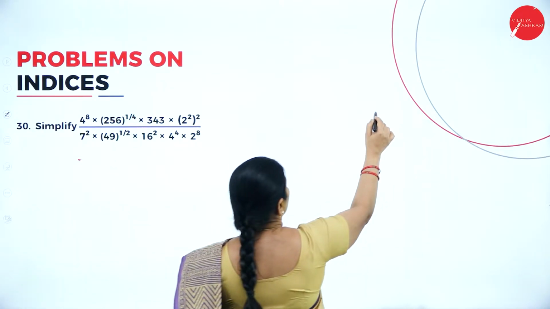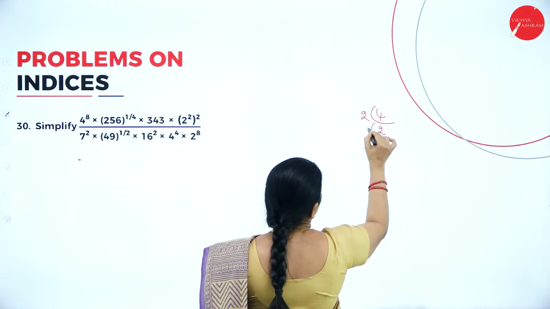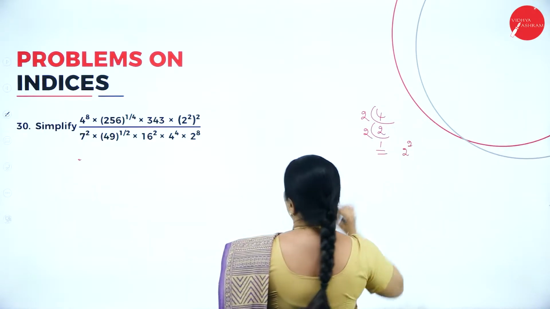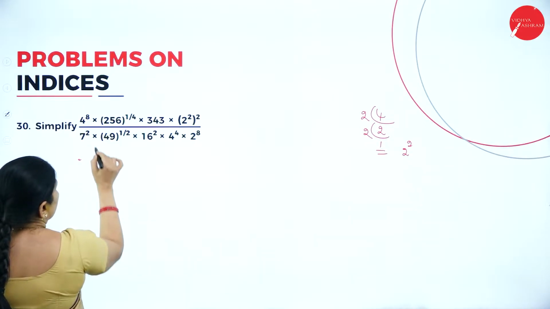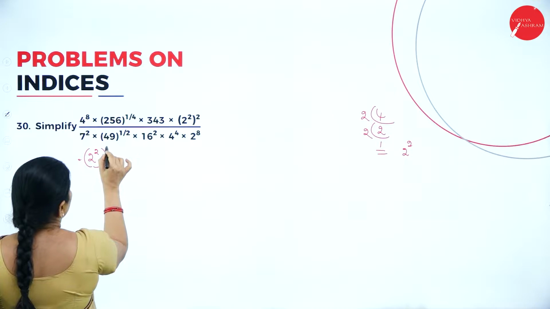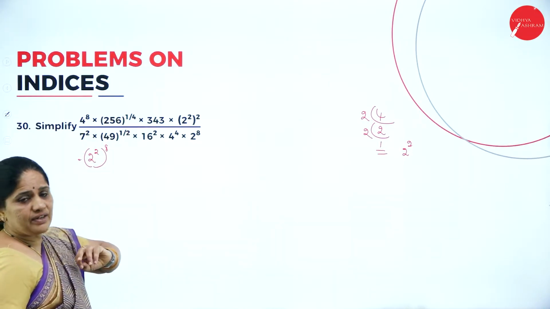Now this 4 is a multiple of 2. So 2 2s are 4, 2 1s are 2. So I can write 4 as 2 square. So what I'll write here is, instead of writing 4 to the power 8, I will write 2 square to the power 8.